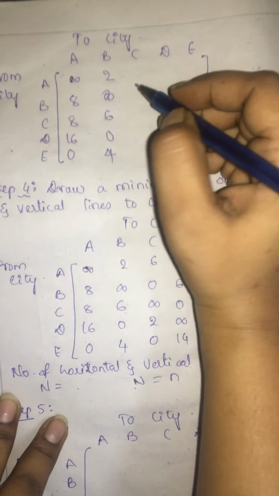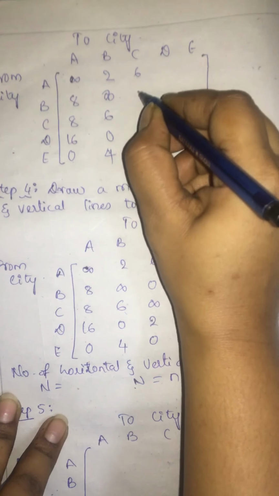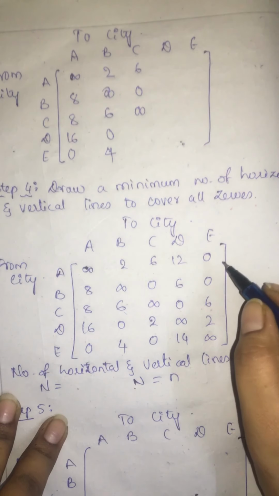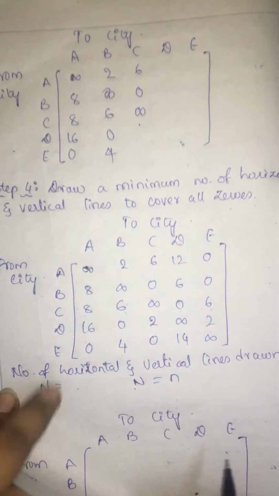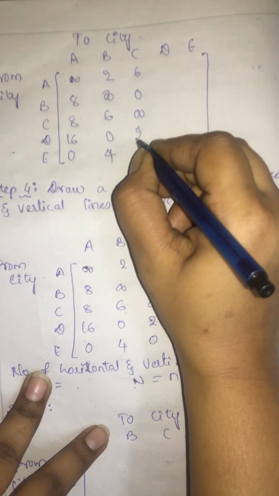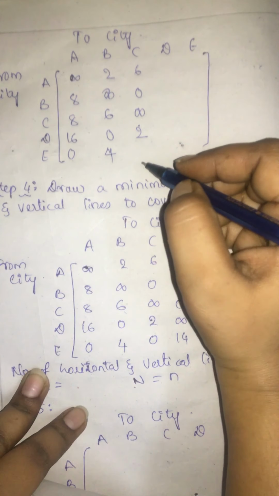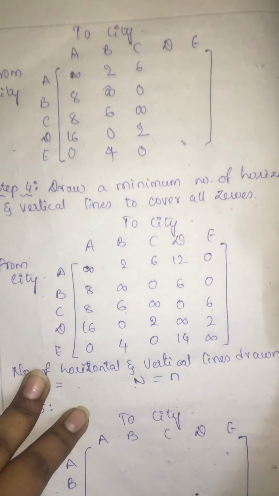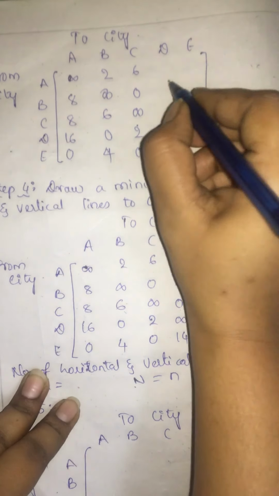Okay, so now I'll take 8 minus 2 is 6. Okay, so next 2 minus 2 is 0. Infinity minus 2 is infinity. Next 4 minus 2 is 2, and the last value 2 minus 2 is 0. Okay, in the fourth column, what is the minimum value? The minimum value is 0. So the column remains the same.